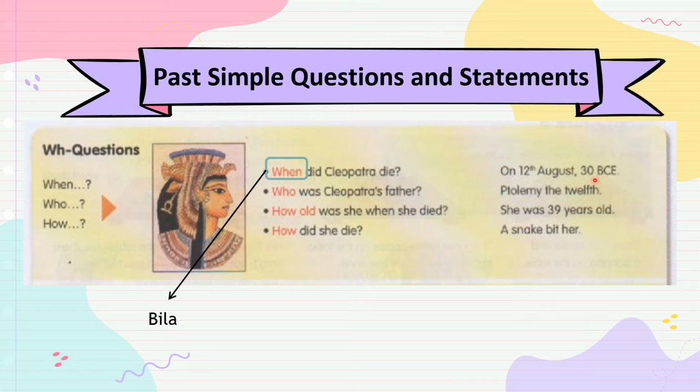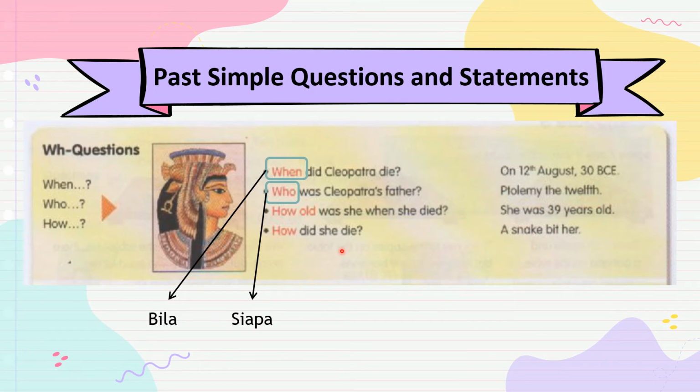On 12 August 30 BCE. So, Cleopatra meninggal dunia pada tarikh tersebut, 12 Ogos 30 sebelum Masihi, BCE. Okay, next. Who was Cleopatra's father? Pay attention to the word who. Who means siapa. Who was Cleopatra's father? Ptolemy the 12th. Siapa ayah Cleopatra? Ni nama ayah dia.